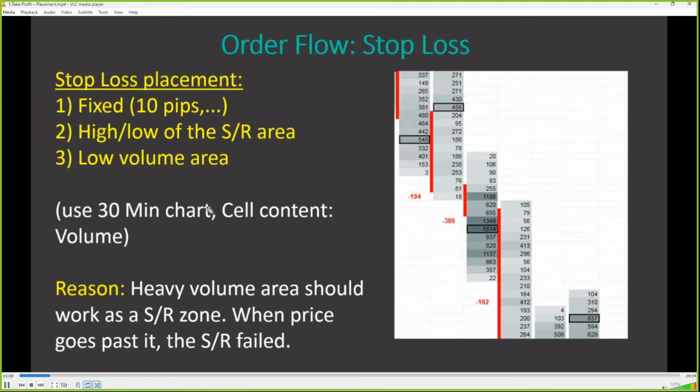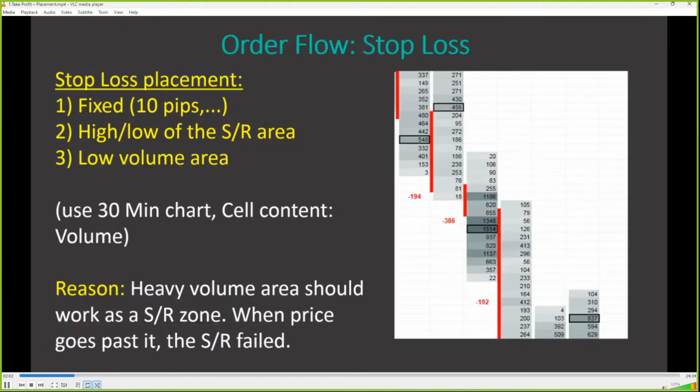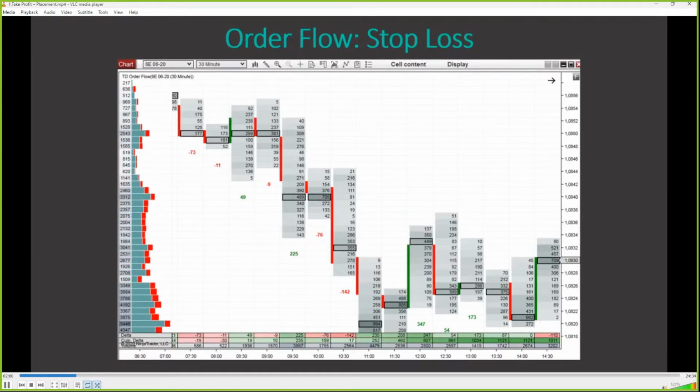Now the reasoning behind placing stop loss in a low volume area is that high volume area should work as a support or resistance zone. So this area should work as a support or resistance zone. In this case, we expect selling reaction like this, so it should work as a resistance zone. And if the price goes past this heavy volume area, then the resistance failed, and you don't really want to be in that short trade anymore because the resistance has failed when the price goes past it, all right, past this area. So that's why you want to place your stop loss in a low volume area behind those heavy volume areas, which work as a support or resistance zones, all right? So that's the logic. Let's now jump into some examples so it's more clear.